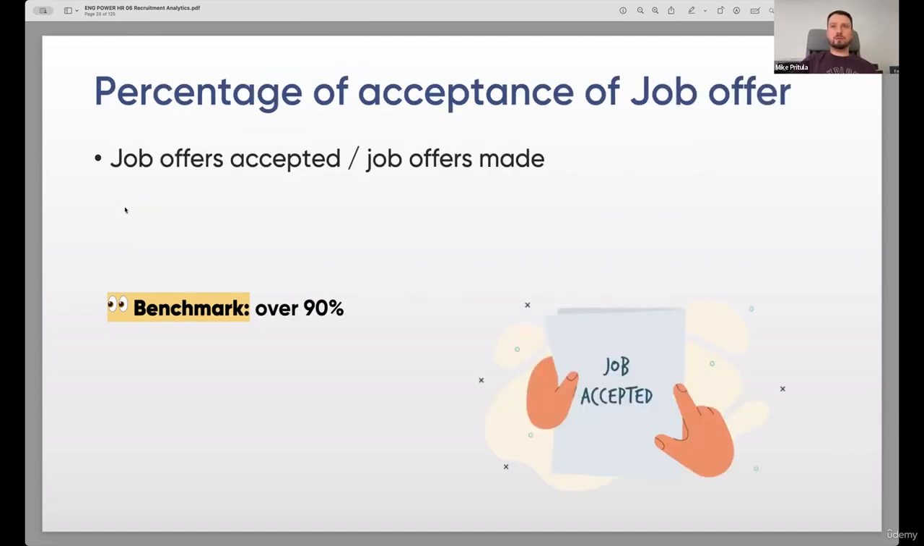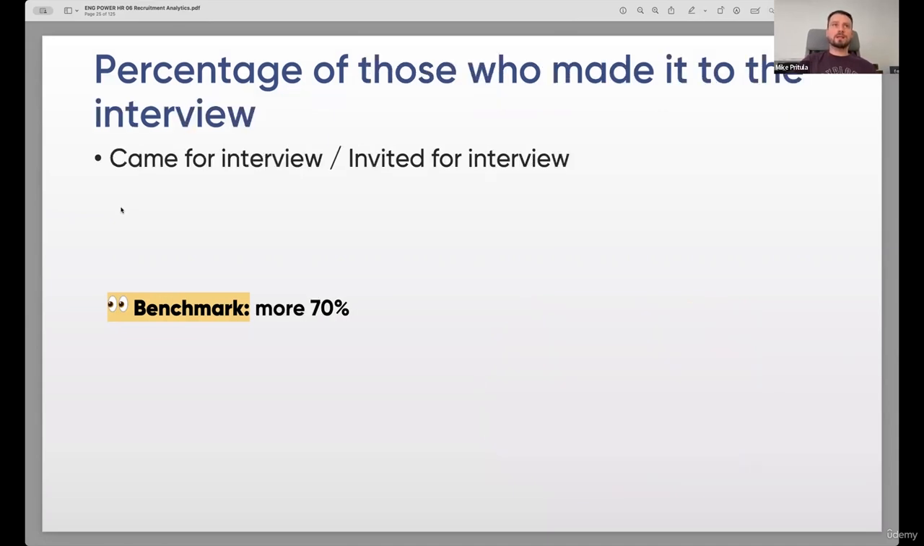Percentage of acceptance of job offer, the target here is 90% because we are not giving a job offer to those who we don't believe will accept it. Otherwise, why do we actually make the job offer if we don't believe they will accept it? Percentage of those who made it to the interview. So it's an anti-ghosting metric, I call it. The benchmark here is more than 30%.